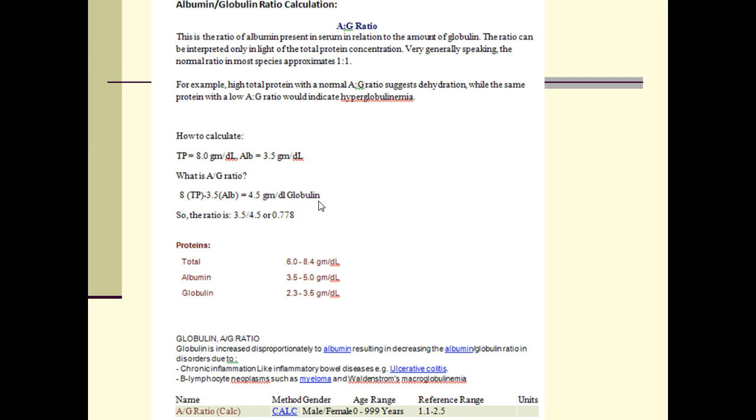In some cases, a doctor may want to do an albumin-globulin ratio. That is the ratio of albumin present in relation to all the globulins. This ratio can be interpreted in concentration, or usually it's 1 to 1. All right, so here are some things that can happen. If the globulin is increased disproportionately to albumin, resulting in a decrease in the albumin-globulin ratio, it could be caused from inflammatory issues such as ulcerative colitis. Neoplasms or cancers could be another issue. We want the albumin-globulin ratio to be about 1.1 to 2.5. So you don't want it to be anywhere too low. As you can see, this one right here, the ratio is 0.778, which is slightly below that reference range.